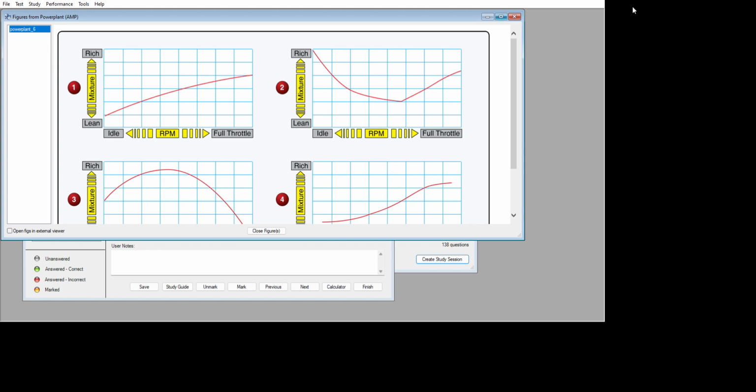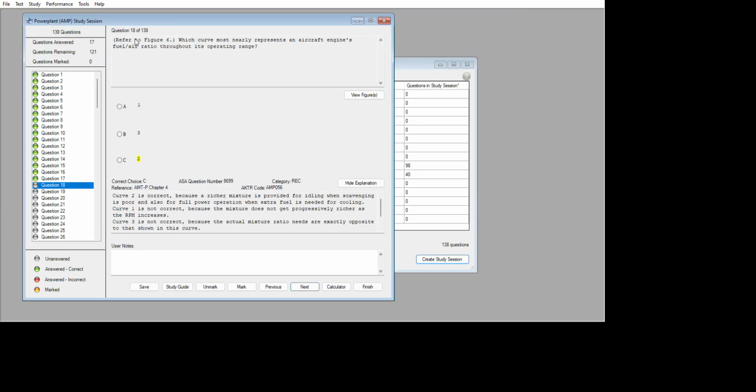Which curve, figure 6, most nearly represents an aircraft engine's fuel-air ratio throughout its operating range? Curve 2 is correct because a rich mixture is provided for idling, where scavenging is poor, and also for full power operation when extra fuel is needed for cooling.